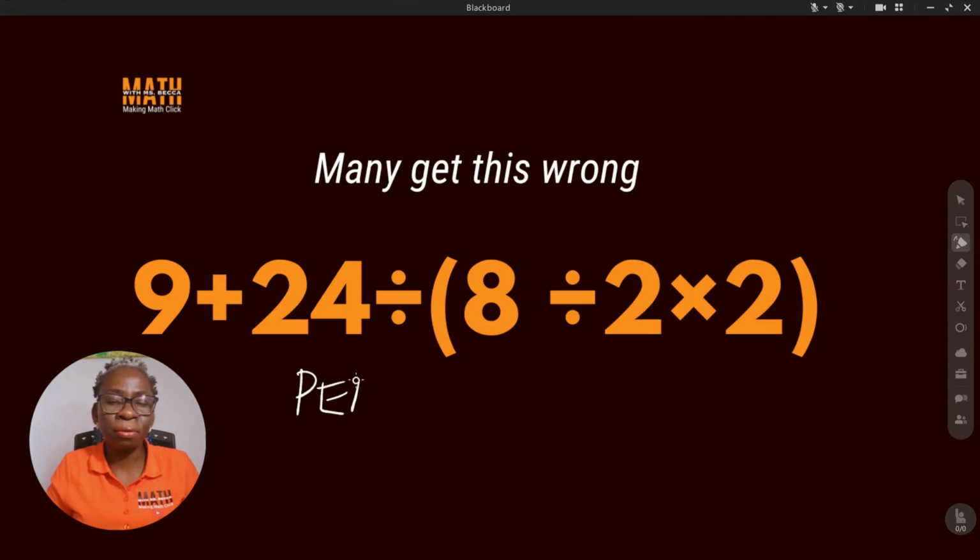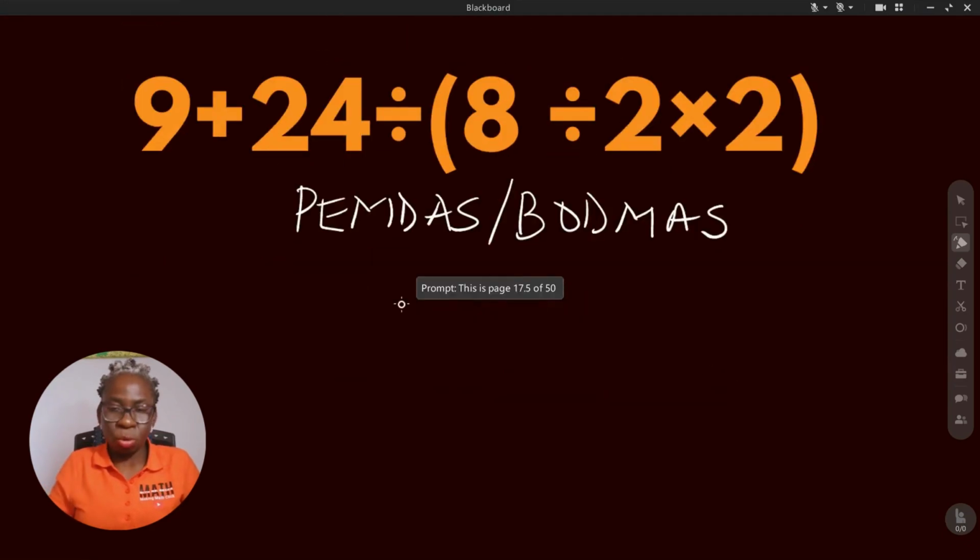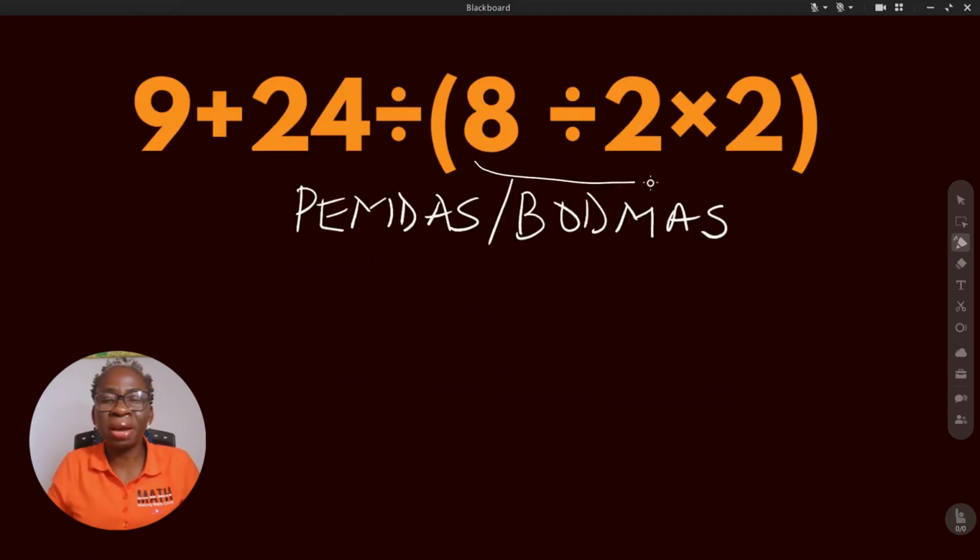So, we have PEMDAS, which means that we have to solve the parentheses first. That is, we have to solve what we have in the bracket first. Now, let's do that. This means we have, let's simplify this.